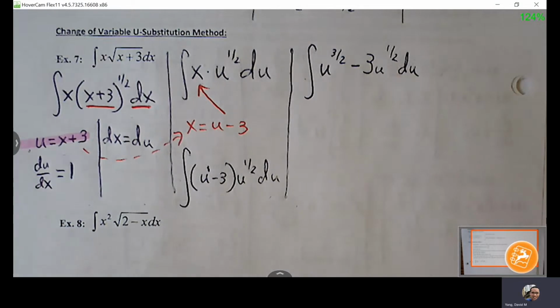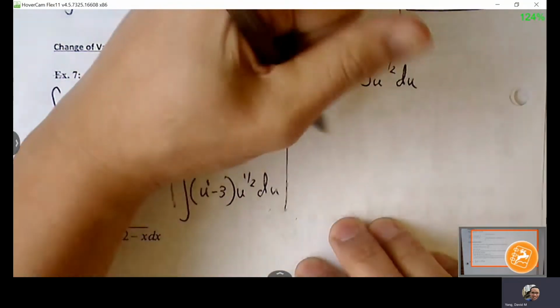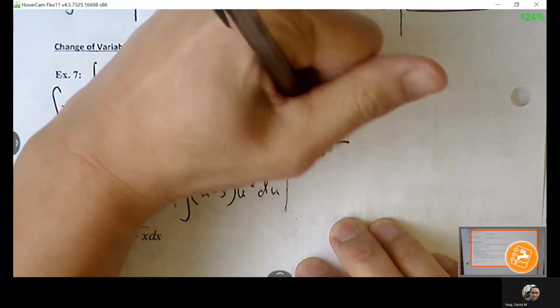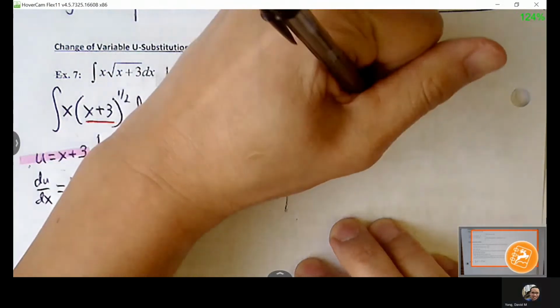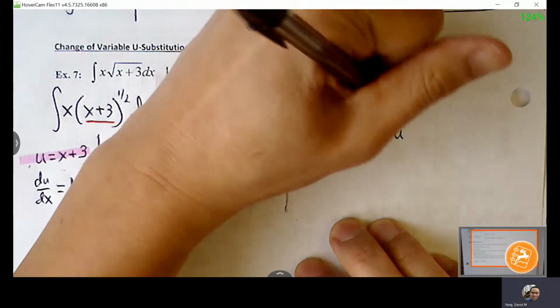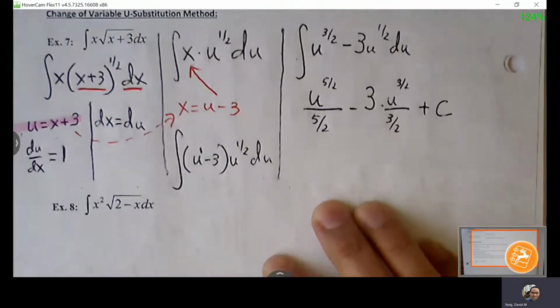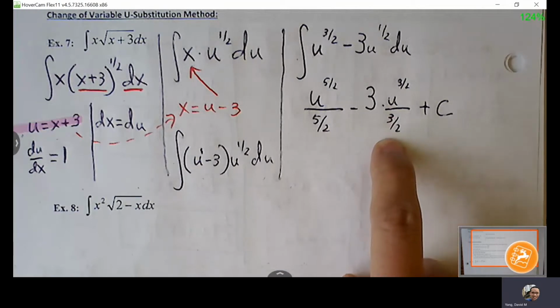Now everything is nicely ready, right? X's are gone, parentheses are resolved. Now we're ready for power rule. Okay, u to the 3 halves becomes plus 2 over 2. One half becomes 3 halves. Flip the 2 halves to the top, flip the 3 halves up as 2/3.